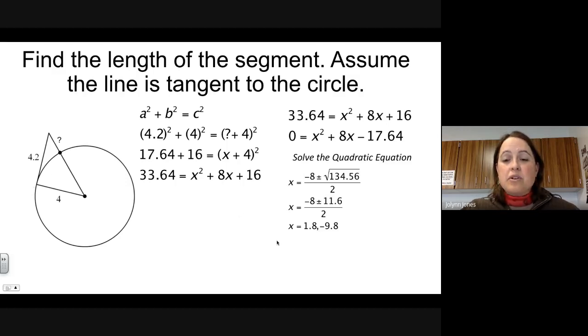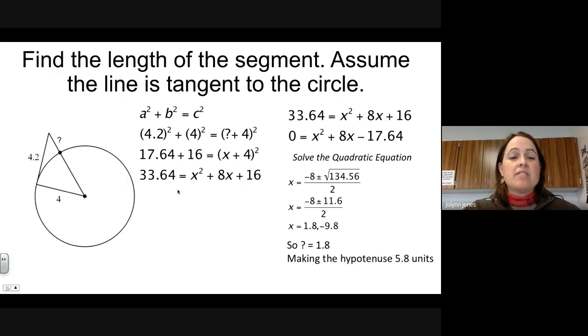And that's the positive one. So it has to be 1.8. So if that little segment that's on the outside of the circle is 1.8, that makes that whole hypotenuse 5.8 units, because we just have to add that radius back into it.